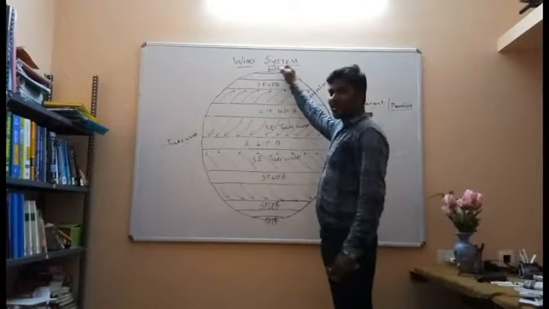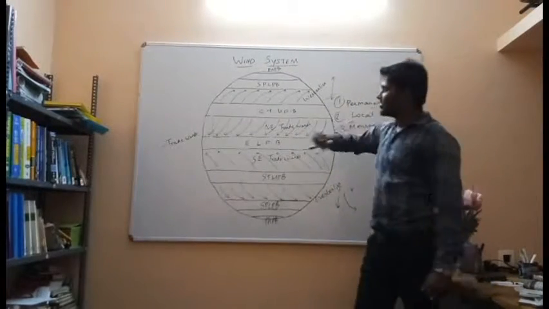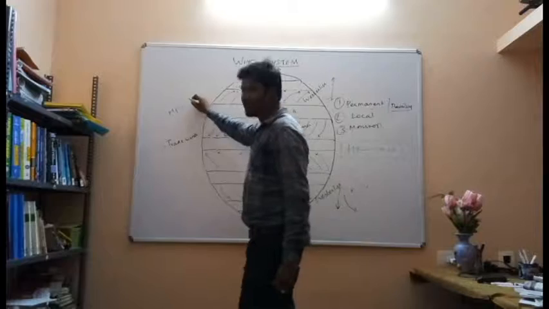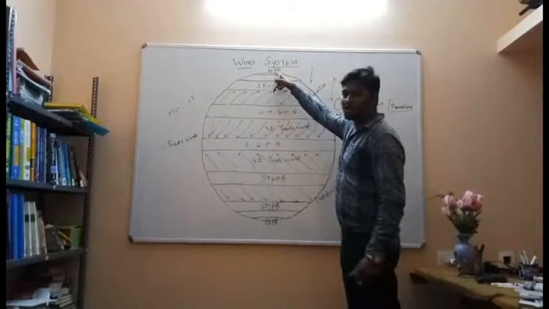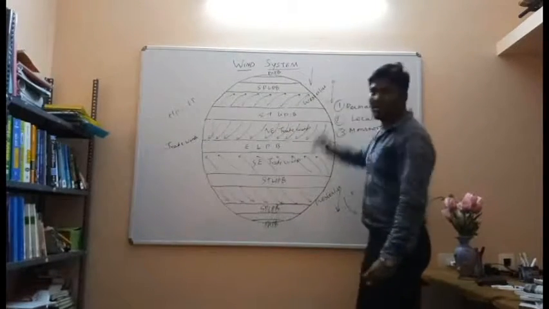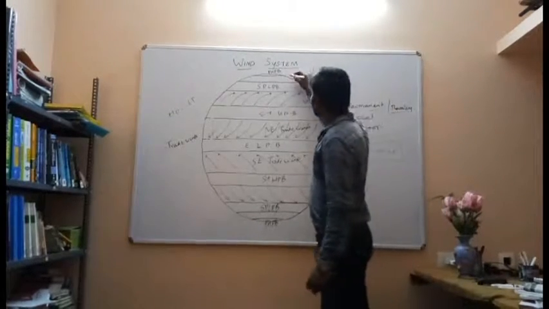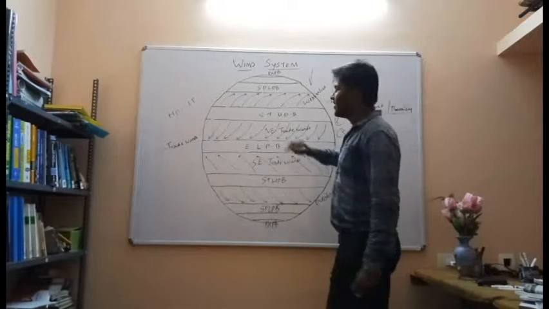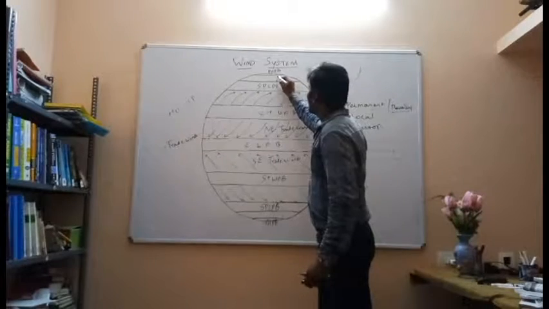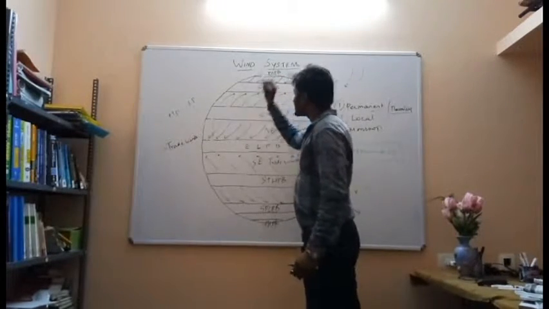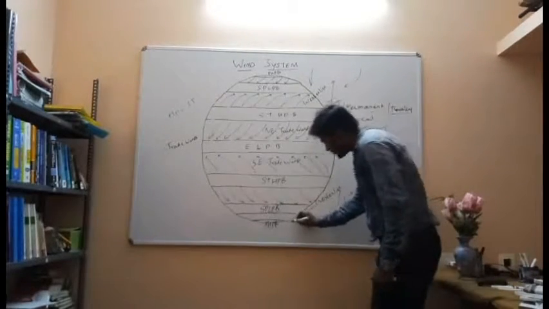And next is the polar high pressure belt. From the polar high pressure belt, the air mass moves towards the subpolar low pressure belt. So we know that air masses move from high pressure to low pressure. So the wind system will be traveling from the poles towards the equator. It means it will be deflected towards the right in the northern hemisphere. This will be deflected towards the right. In the southern hemisphere, the winds will go left.